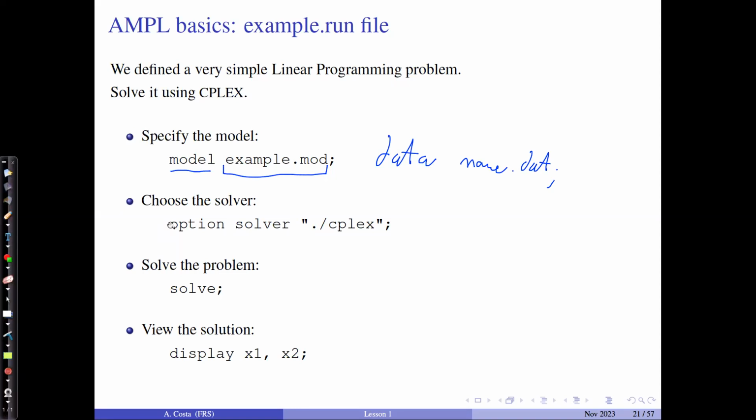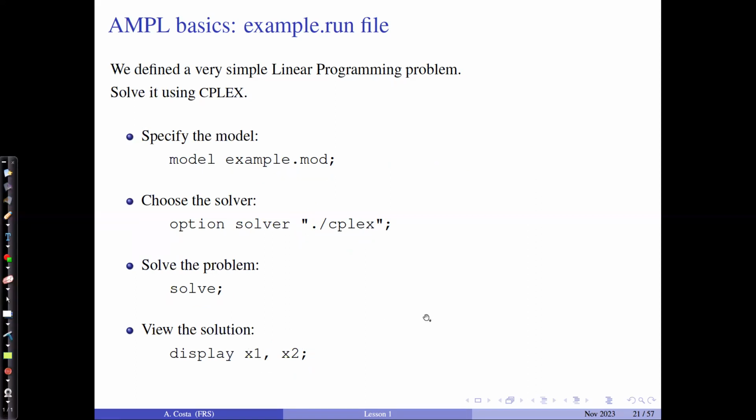Then we need to tell the solver what is the solver. What do we want to use to solve the problem? In this case, we use CPLEX. Okay. We tell AMPL now to solve the problem. So use CPLEX to find the optimal solution and then show me the solution, so the value of X1 and X2. Okay, so far?